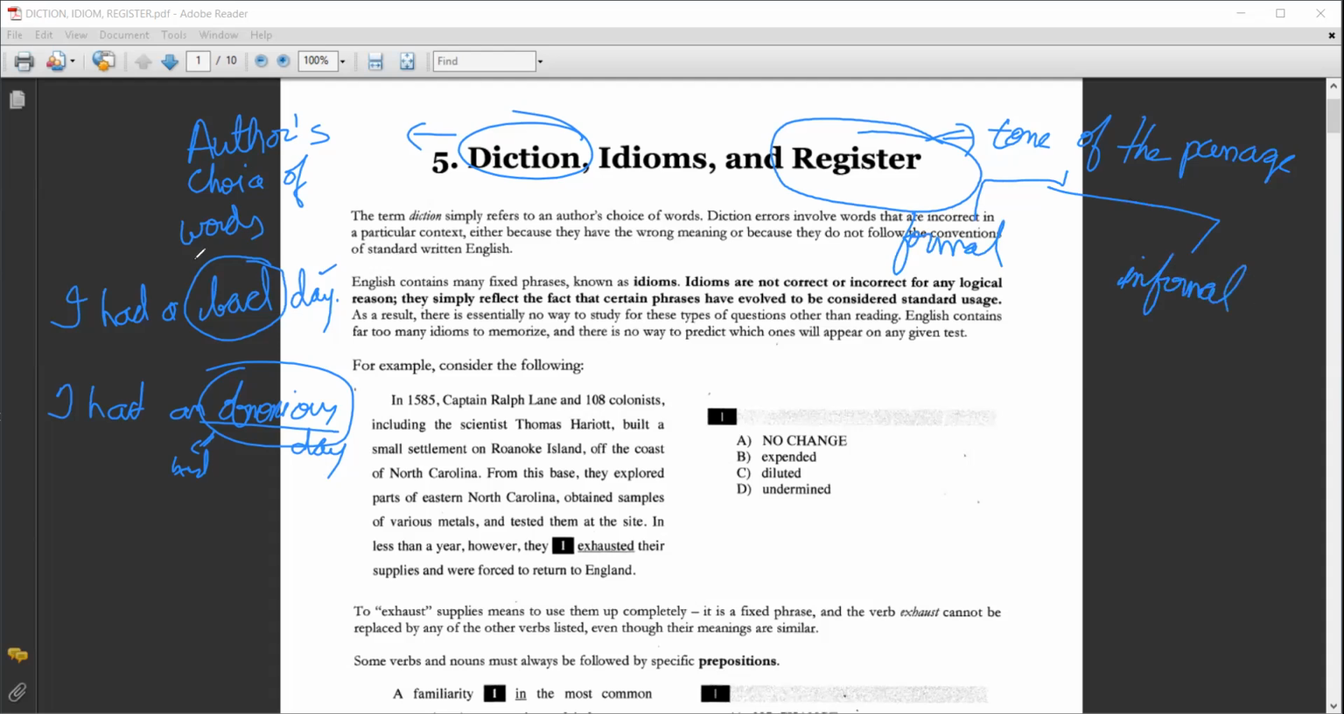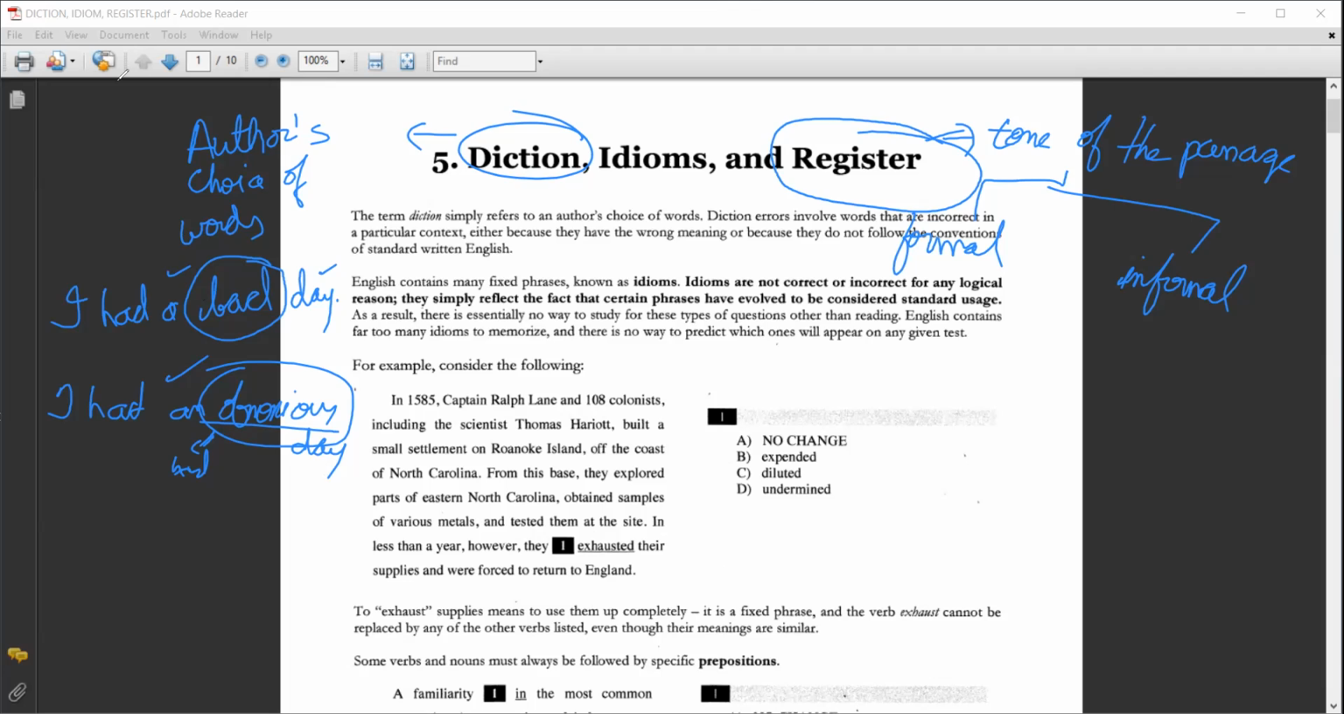Now tell me, if the tone is formal, will I use bad or obnoxious? I will use the word obnoxious rather than bad. And if the tone is informal, I will use bad. It's not wrong to use bad in a formal tone, but because it's a formal tone and we have various sorts of words that can be used, obnoxious will be given more preference.